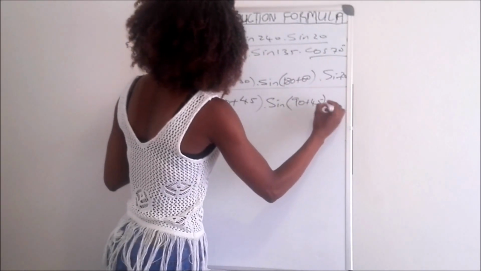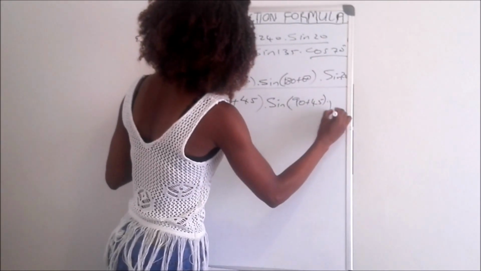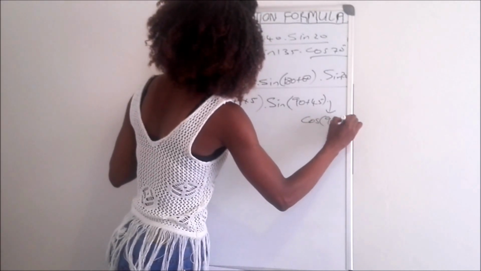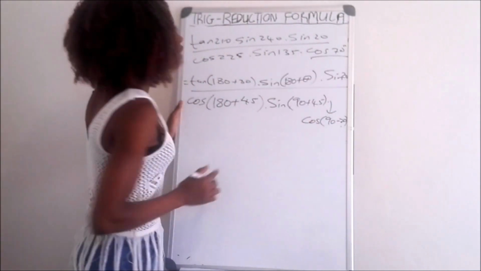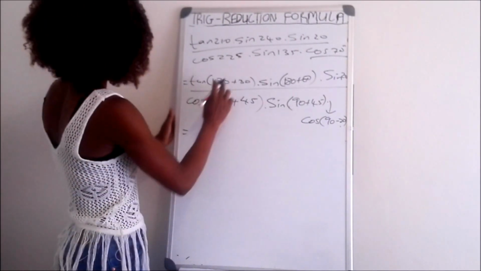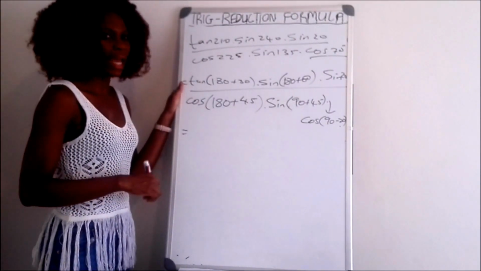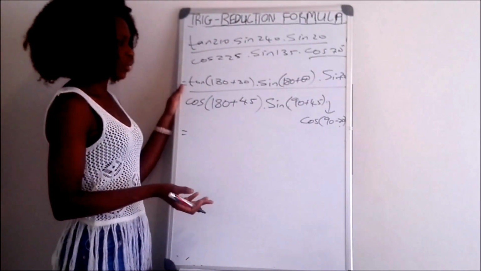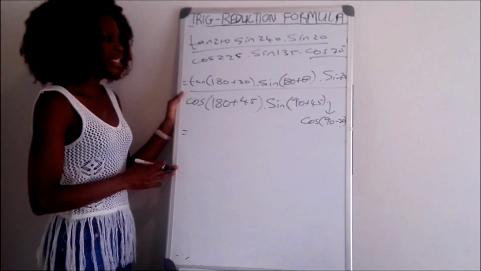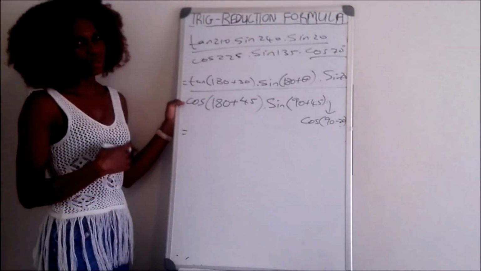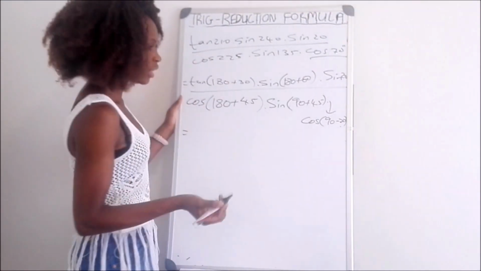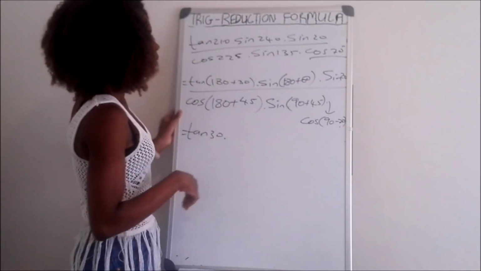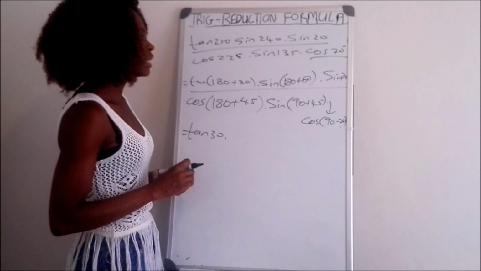Alright, multiply by cos, let me just make space here, multiply by cos of 90 minus 20. 90 minus 20 is equal to 70. In the numerator, tan of 180 plus theta, our theta here is 30 degrees. That means we have 180 plus theta, of which the answer is equal to tan of theta, and our theta is 30. Then we have tan of 30 multiplied by sine of 180 plus 60.